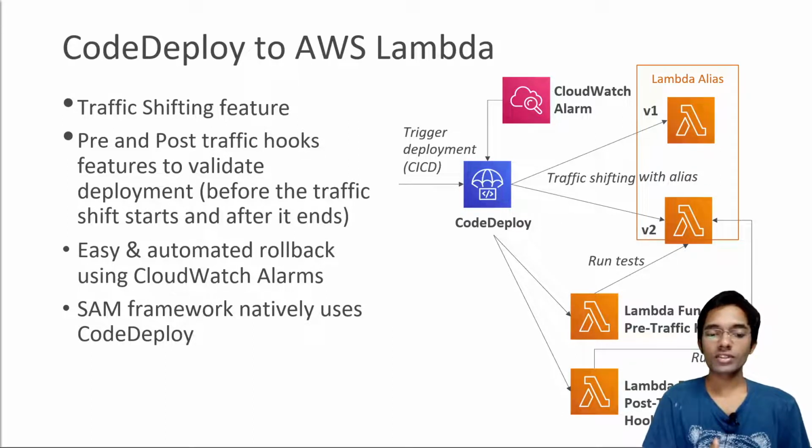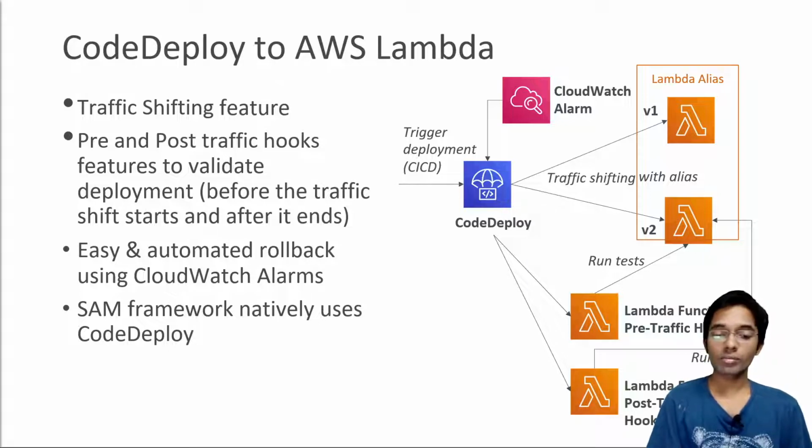So finally, once the traffic shifting is finished, we can run a post-traffic hook, which is one more Lambda function that we have to define, optionally, that will run some tests after all the traffic has been shifted to the version 2 Lambda function. And if everything passes, then our version 1 Lambda function is gone, and the Lambda alias will only serve the version 2 Lambda function. And that's it.